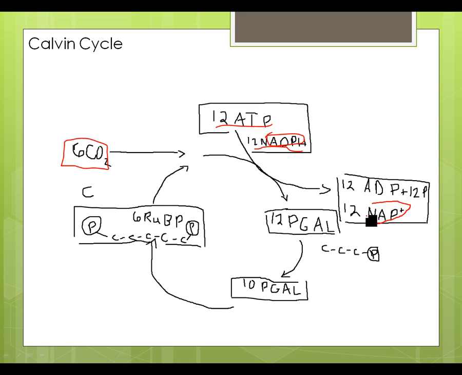without that other electron. And then that makes 12 PGAL, which looks like this. It's a 3-carbon chain with a phosphate group on the end, excuse me.